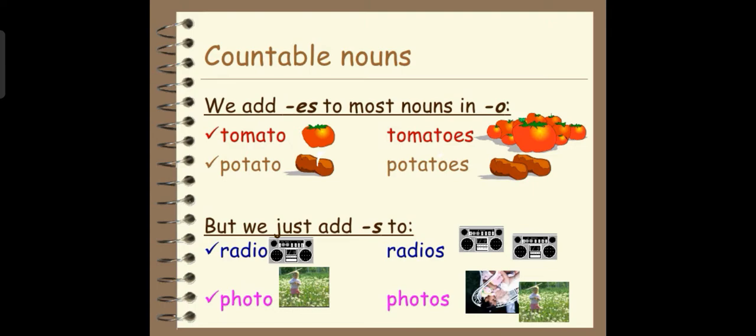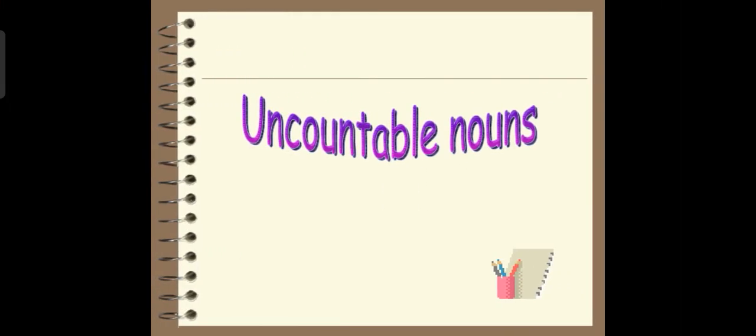We add es to most nouns ending in o. If we are making the plural of a noun which ends with o, we just add es. Just like tomato becomes tomatoes, potato becomes potatoes. But we just add s to radio and photo. It means they are exceptions. Even though they have o at the end of the noun, we add only s, like radio becomes radios, photo becomes photos. Now let's talk about uncountable nouns.